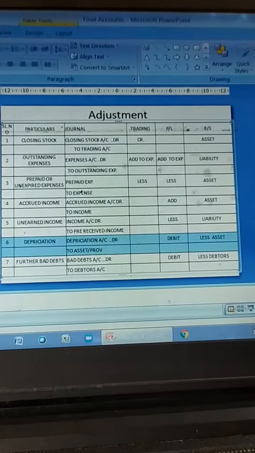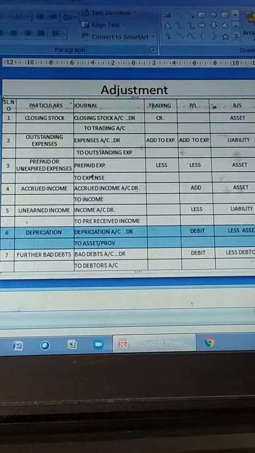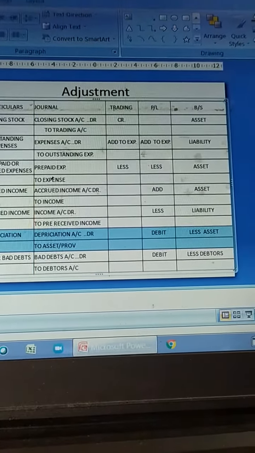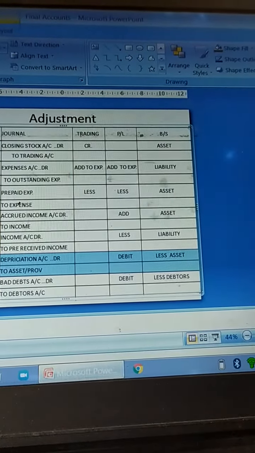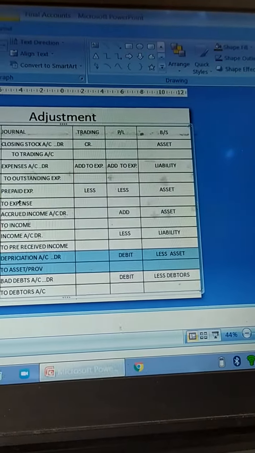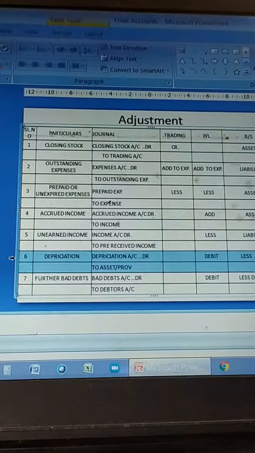Students, now our topic of discussion is depreciation. In depreciation, the final account statement will be: you have to write it in the debit of the P&L account and subtract it from the asset, or you can write it on the liability side as provision for depreciation. It all depends on what journal entry is passed.